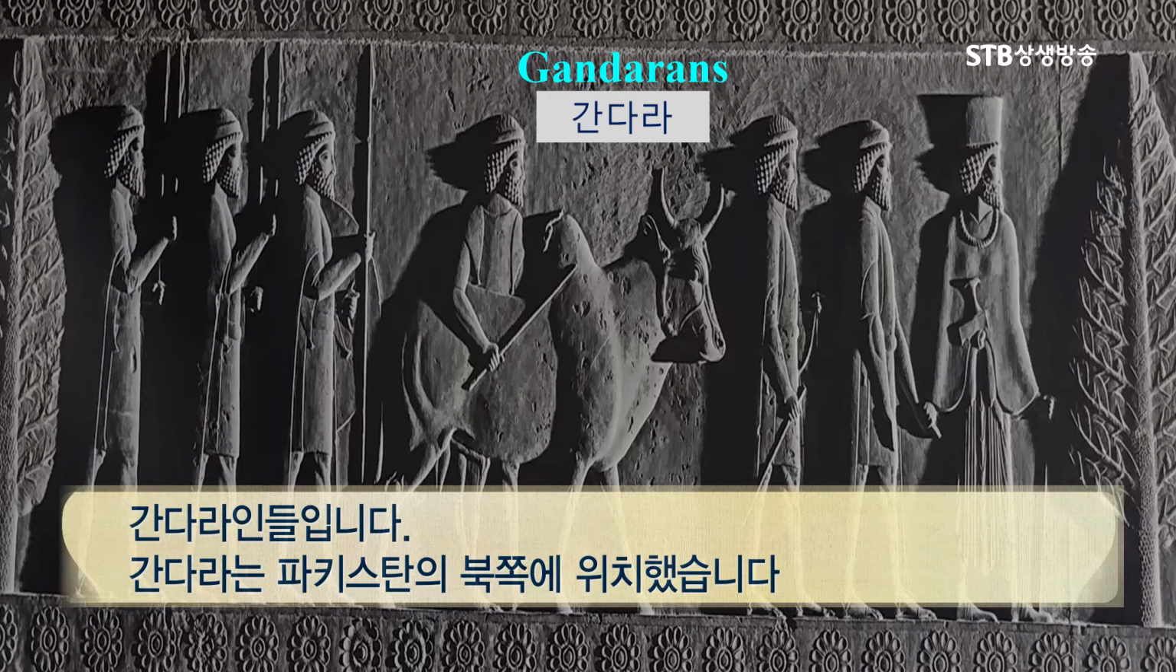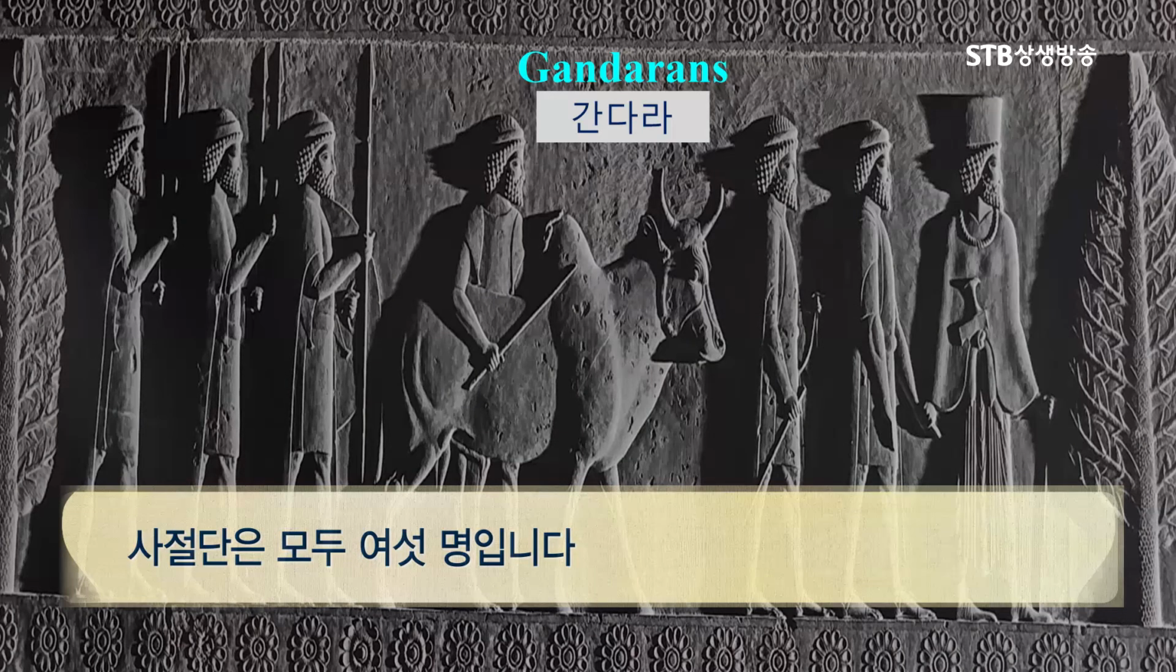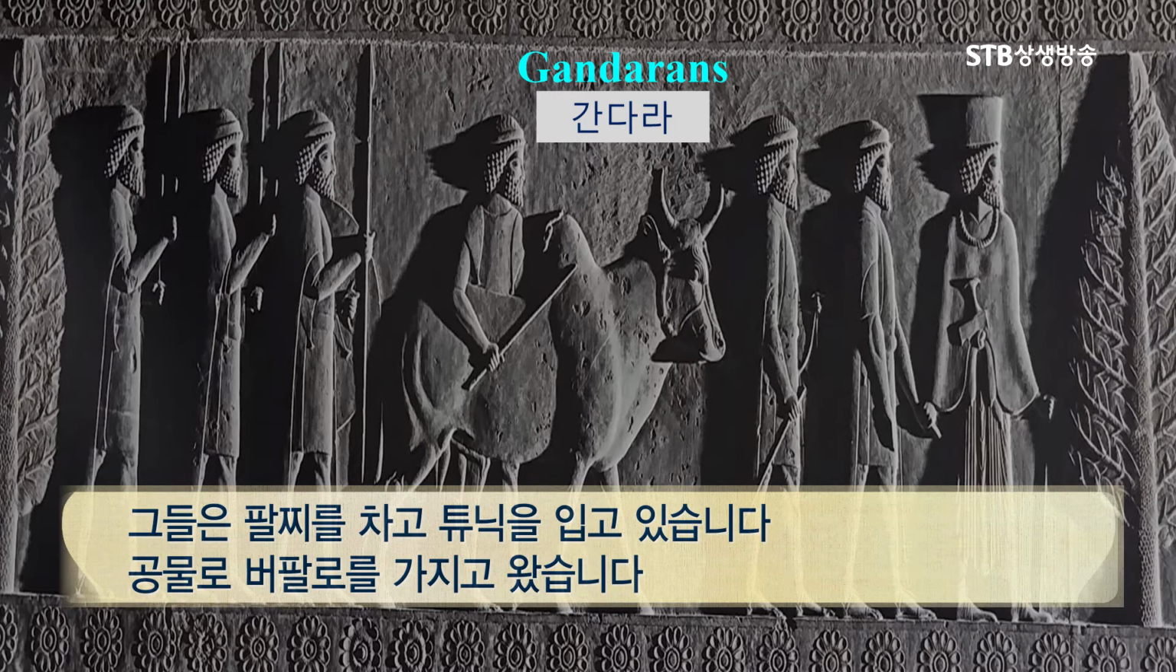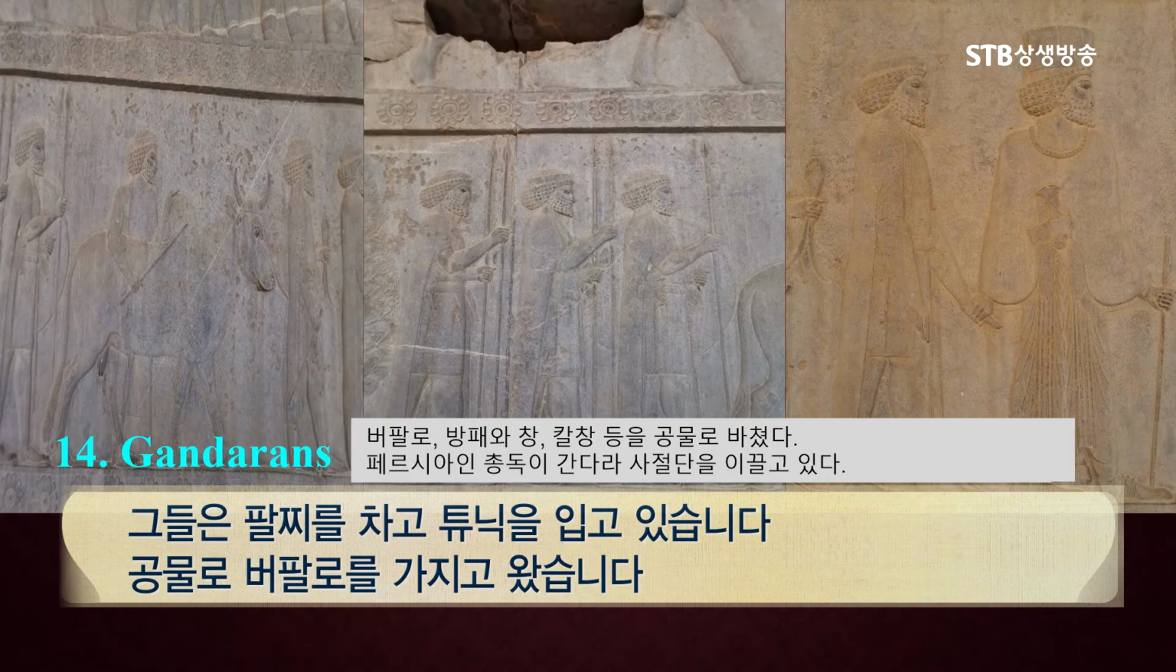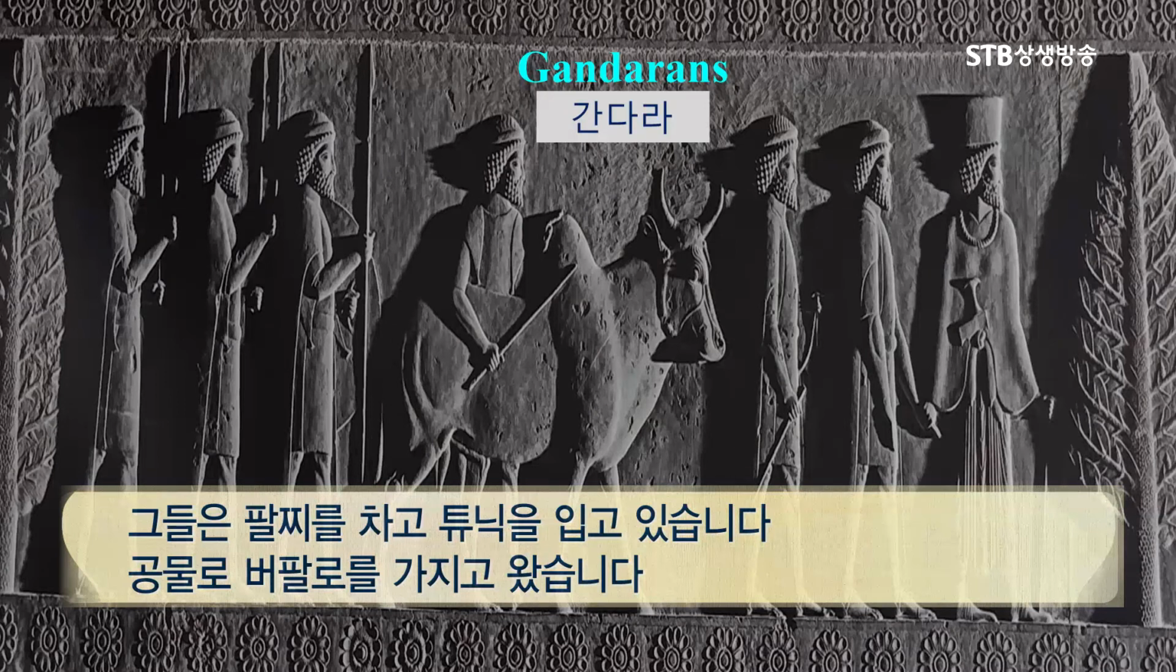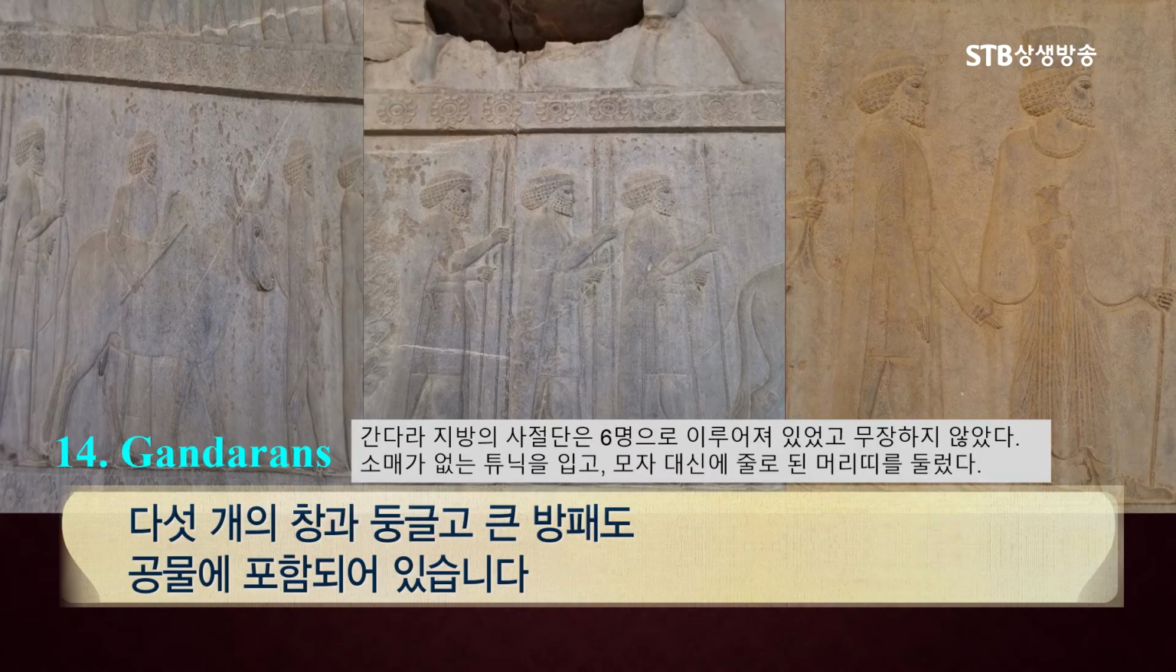Gandharians, northwest of Pakistan, including 6 people, armlet tunic, their dress, and also they are carrying and offering buffalo. 5 lens and also large round shield are their gifts.